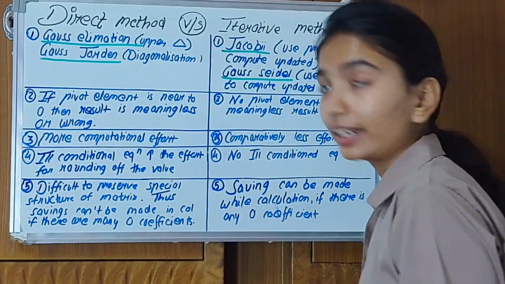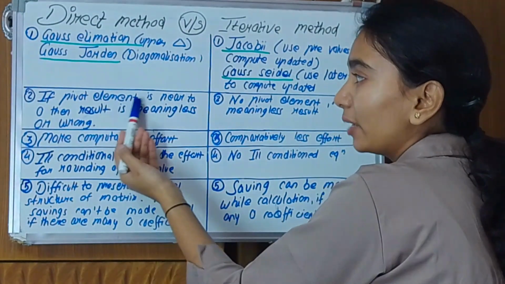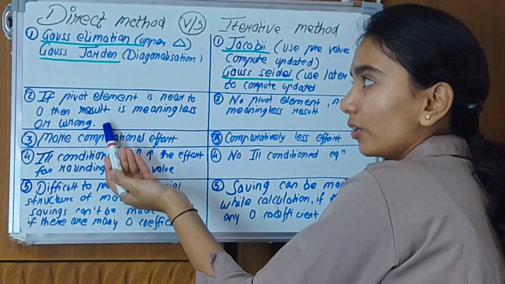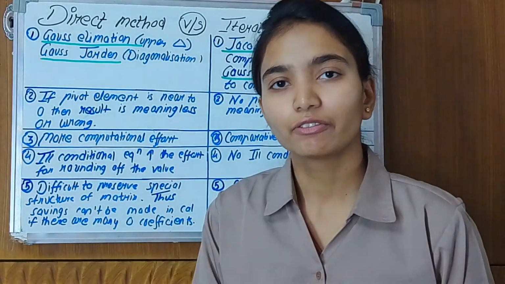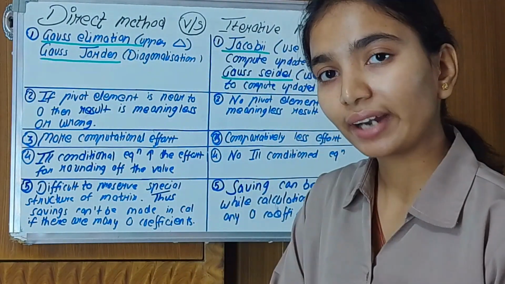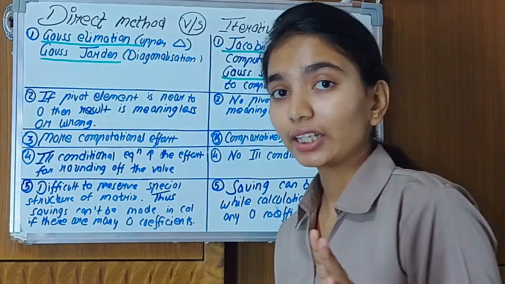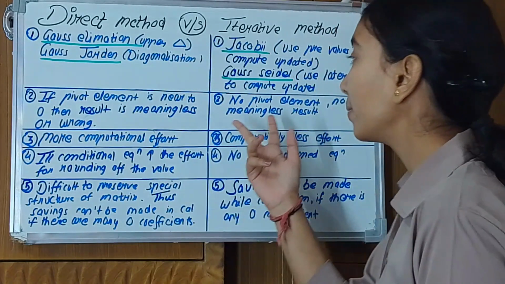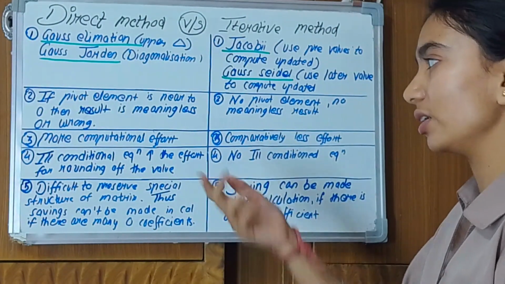The second difference between direct method and iterative method is that if the pivot element is near to 0, then the result is meaningless or wrong. I have already told you that in Gauss elimination and Gauss-Jordan we make the lower triangle 0 with the help of the pivot element, and we know that with an ill condition equation the result may be wrong, but here in the iterative method there is no pivot element and no meaningless result.